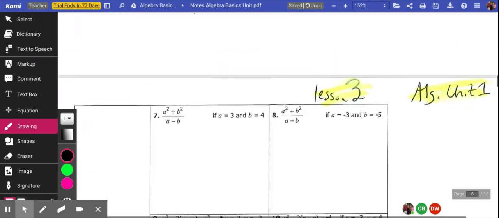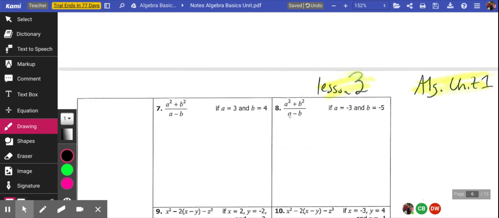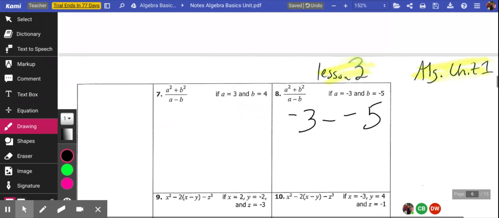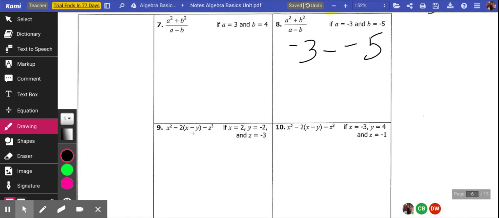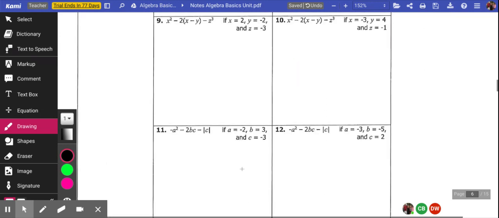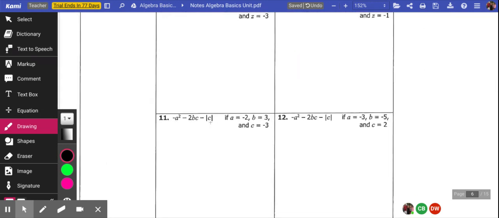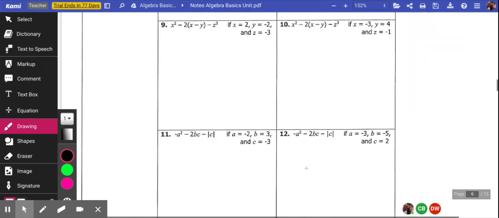Okay, we're going to go down to these. Now be careful here. I'm going to write this bottom part out. For a minus b, this would be -3 minus, and then b is -5, so it's minus -5. Make sure you're careful on some of those. On here, you need to do the x minus y first, so you would do 2 minus -2. On this, make sure you do it 3 times. You really got to watch the negative signs. On here, you got your absolute value.